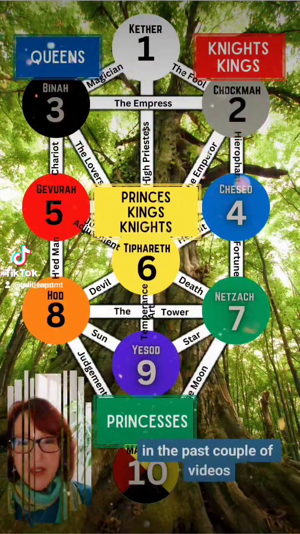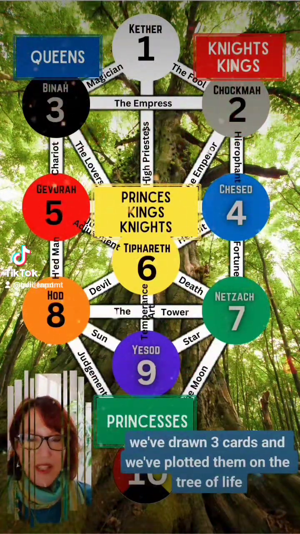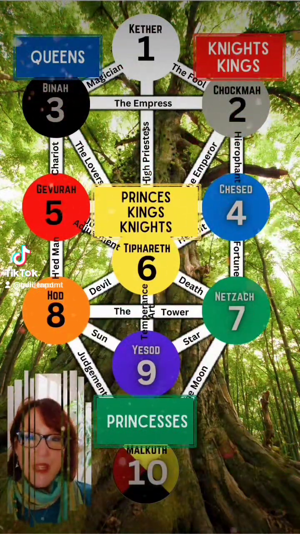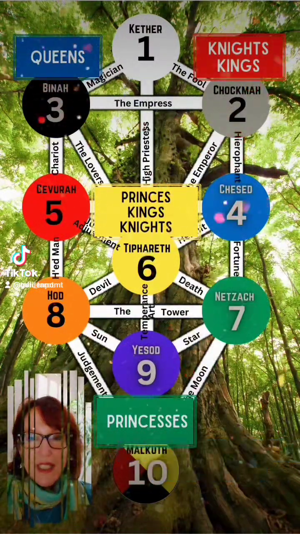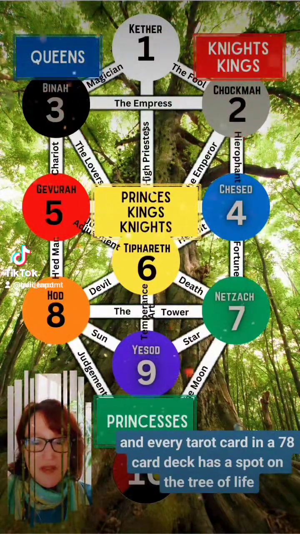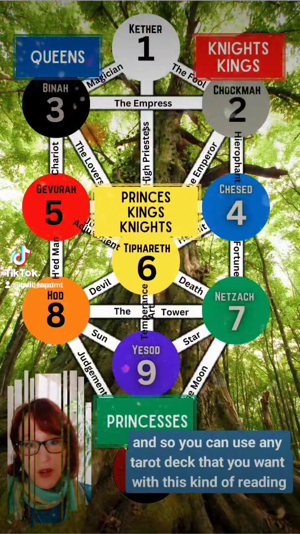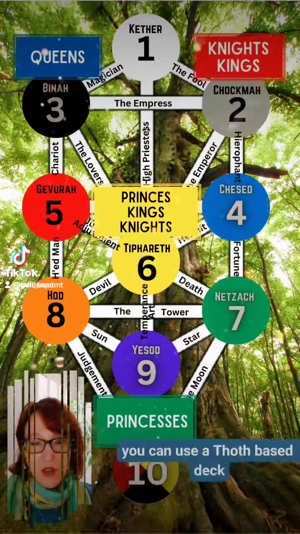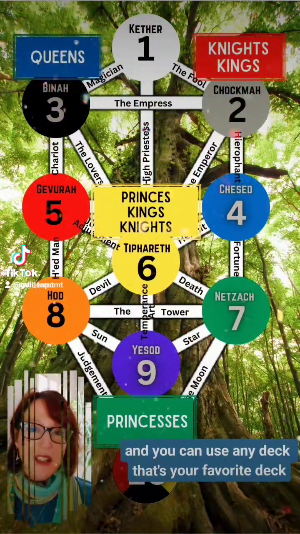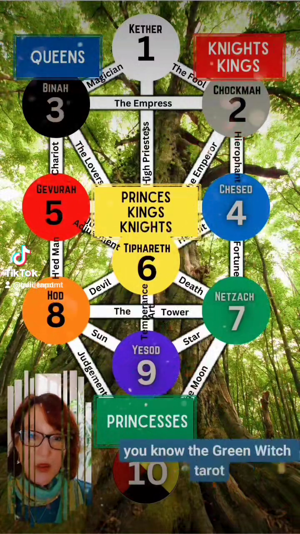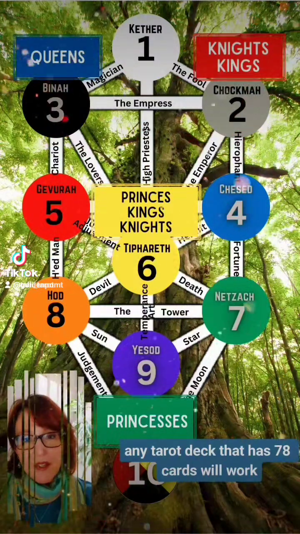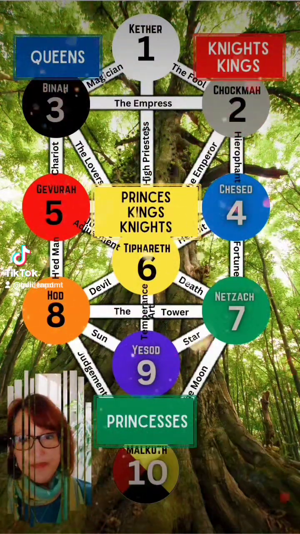In the past couple of videos, we've drawn 3 cards and plotted them on the Tree of Life to see what kind of relationships are revealed within a reading. But how do we know where the cards belong? Every tarot card in a 78 card deck has a spot on the Tree of Life, so you can use any tarot deck that you want with this kind of reading. You can use a Thoth-based deck, a Rider-Waite-Smith based deck, or your favorite deck. It can be the Green Witch Tarot, a Cat Tarot, a Space Tarot. Any tarot deck that has 78 cards will work.